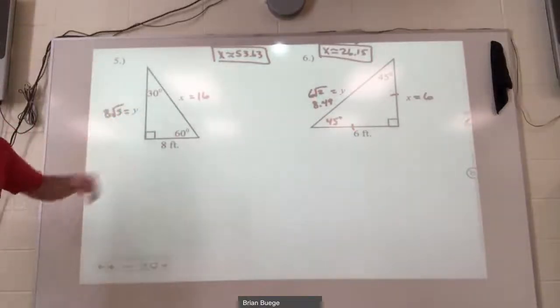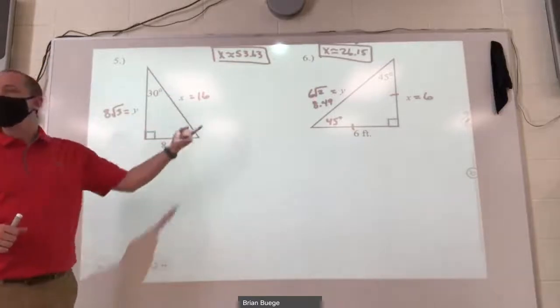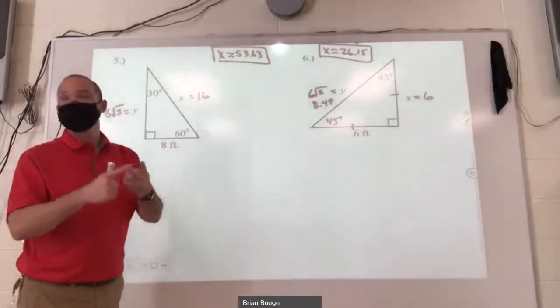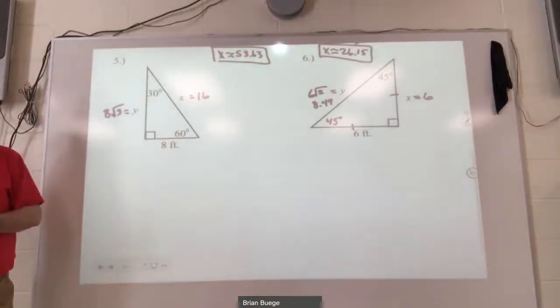So this, by the way, should give you a pretty good idea where you're at right now in this chapter, because it had a little bit of everything. 3 problems of trig, 1 with inverse trig, and 1 with each shortcut. This is pretty much what we've done in chapter 5 so far.